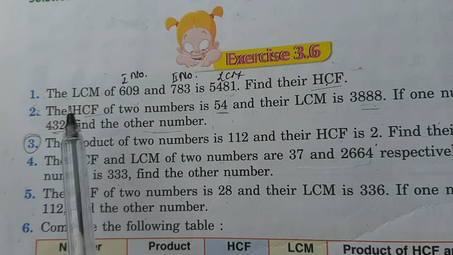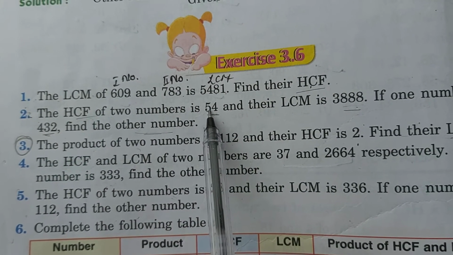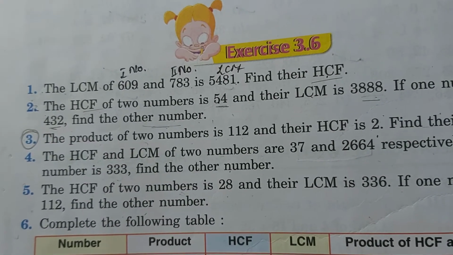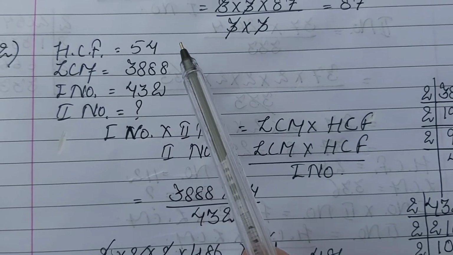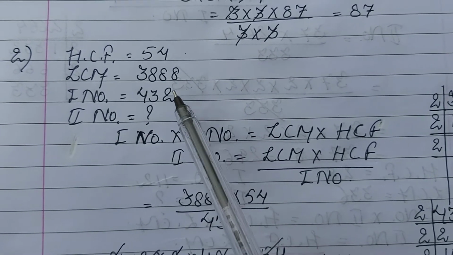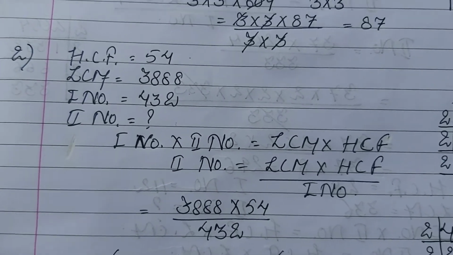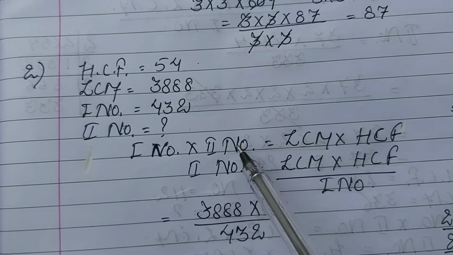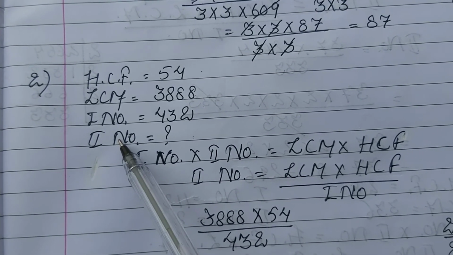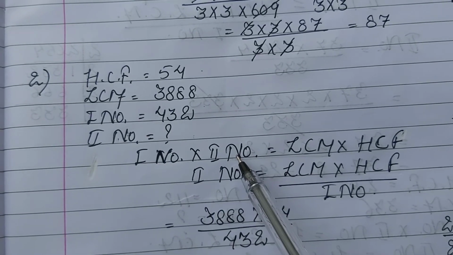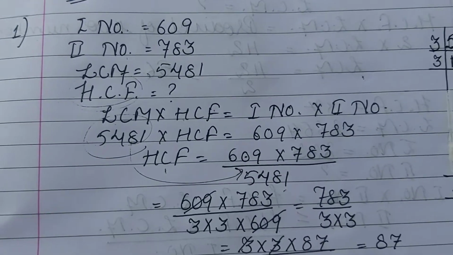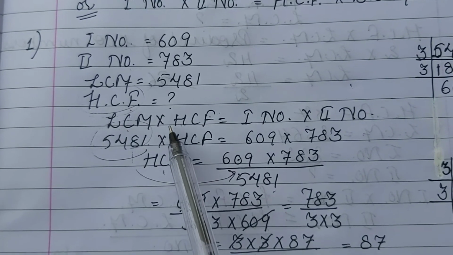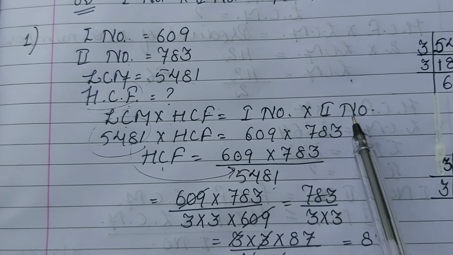Now see in second sum, HCF of 2 numbers is 54. LCM is given, 1 number is given. You have to find out the other number. So all those values we have written here: HCF, LCM, first number, second number we have to find. Beta, keep this thing in your mind. Whatever value you want to find out, that should be written first. As there you want to find out second number, so we have written here first number multiply second number at first. But in first question, here we had to find HCF, so we have written LCM multiply HCF is equal to first number multiply second number.